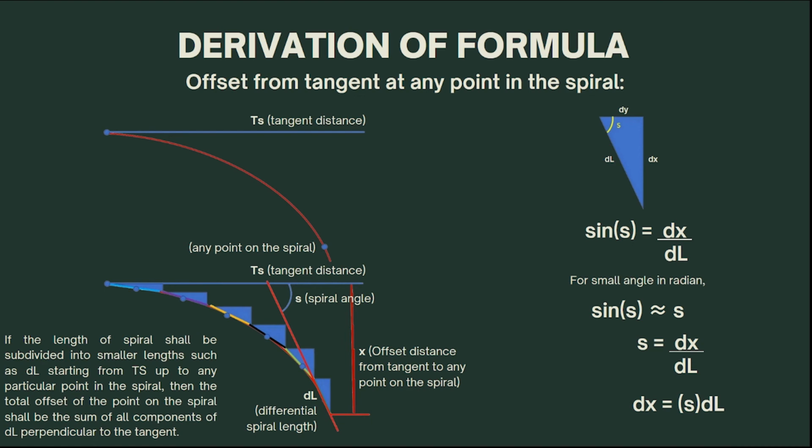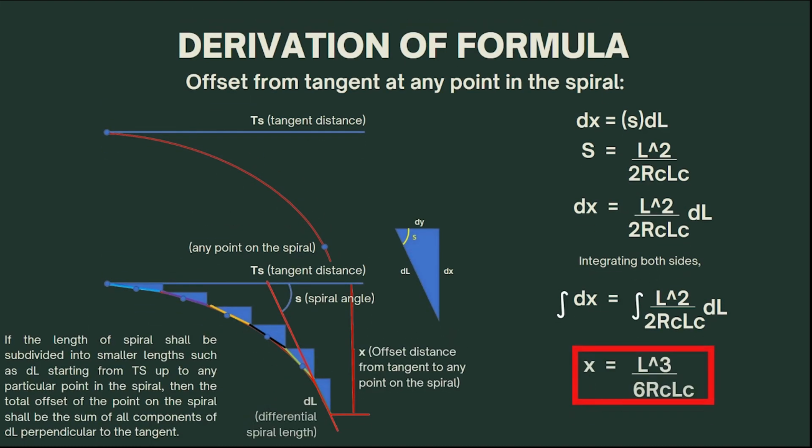However, we need to find the angle of the right triangle, but this was already formulated in the past formula by the spiral angle at any point, which is represented by the letter s. Thus, sin s equals dx over dl. Since the angle is very small as it is a derivative, sin s can approximately equal s. S equals dx over dl and dx equals s dl. Since we already found s in the past formula, this is equal to L squared over 2RCLC. We simply substitute this in the last formula and come up with dx equals L squared over 2RCLC dl.